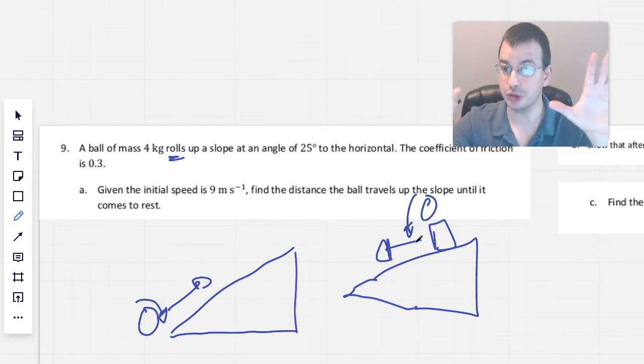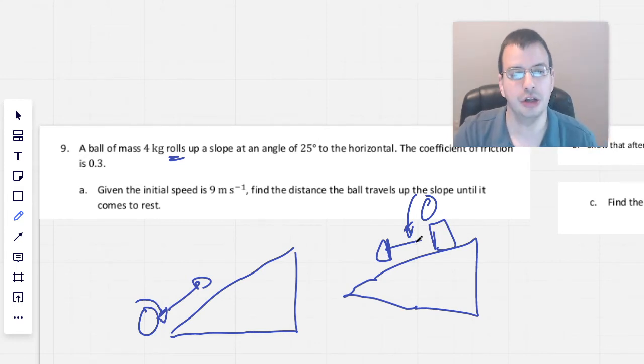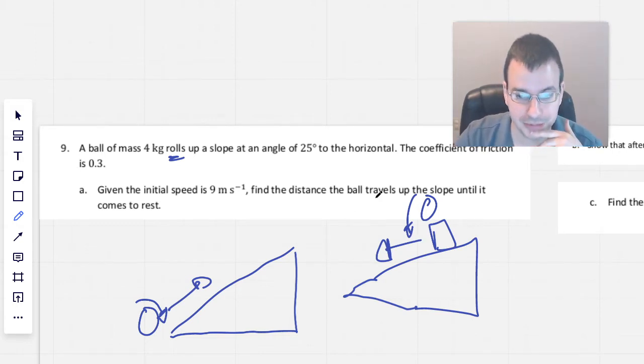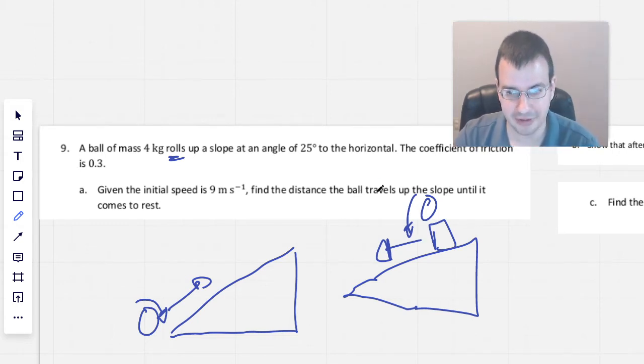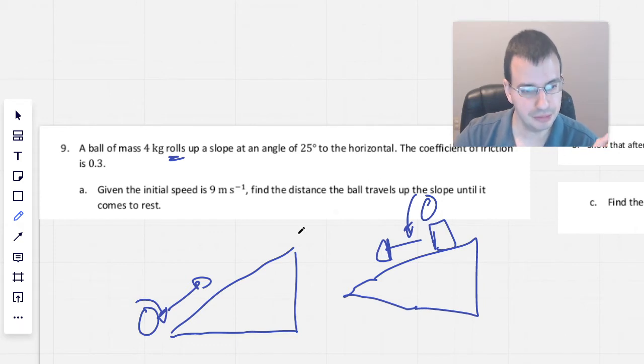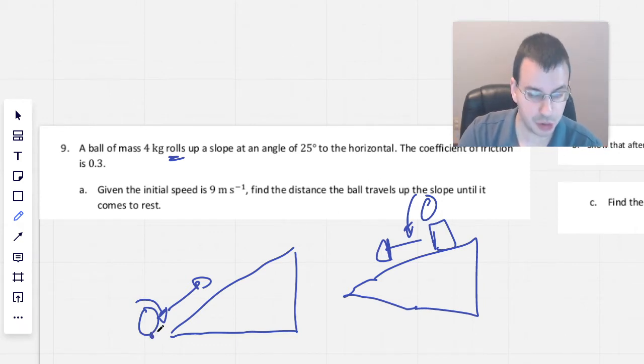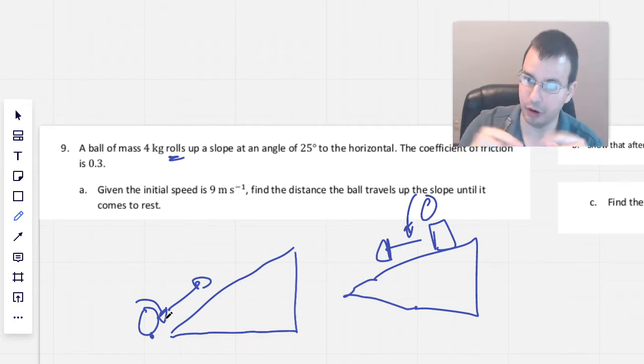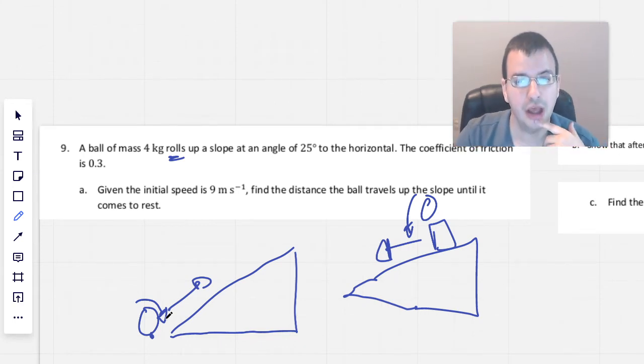Now, those are the two extremes. You can kind of do a little bit of each. What that would depend on is basically, I think, the coefficient of friction going into it. Now, another caveat is that when a ball is rolling without slipping, the point that's actually in contact with the ground isn't moving. That part of the ball isn't moving with respect to the ground.